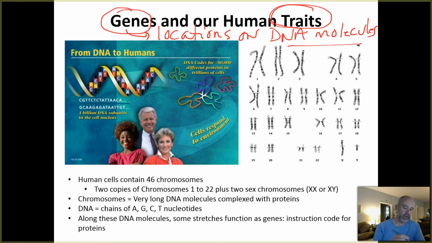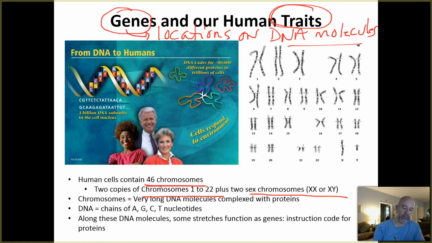All right, so inside your cells, each of your cells has 46 chromosomes. Well, let me back up here for a second. You actually have two copies of chromosomes 1 through 22. They are actually numbered. And then you have two sex chromosomes, and those are designated X and Y. So you get two copies of chromosomes 1 through 22, and one of those comes from your mom, one comes from your dad when sperm meets egg. So that accounts for 44 of them.